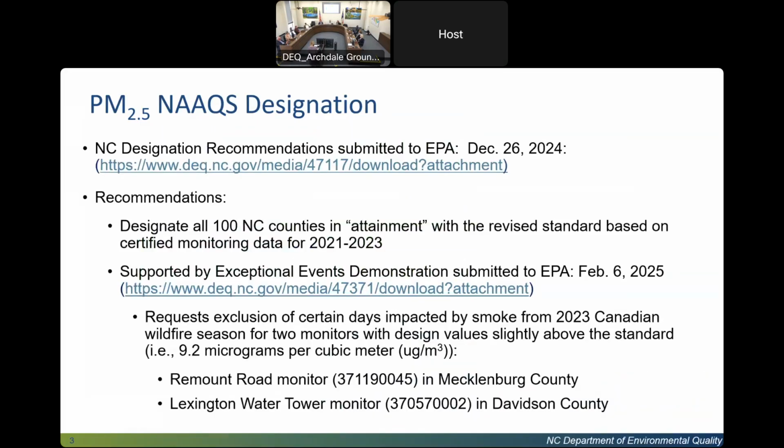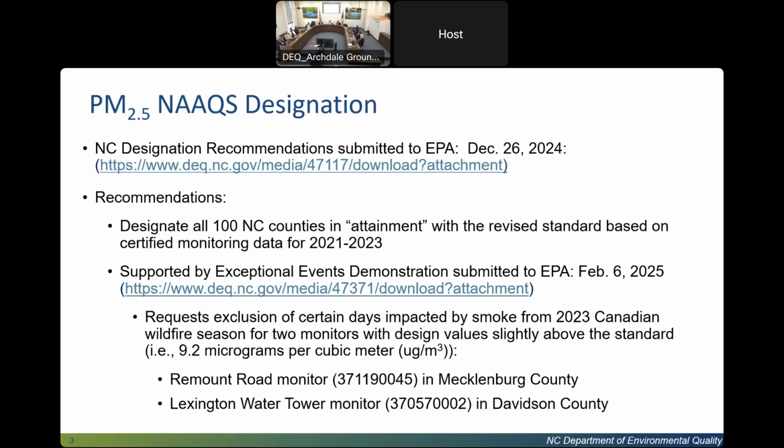We submitted our designation recommendation at the end of last year. That document is linked here. We recommended that the EPA designate all 100 North Carolina counties as in attainment with the revised standard, and that's based on the certified monitoring data for 2021 through 2023, which is the most recent 3-year design value period.